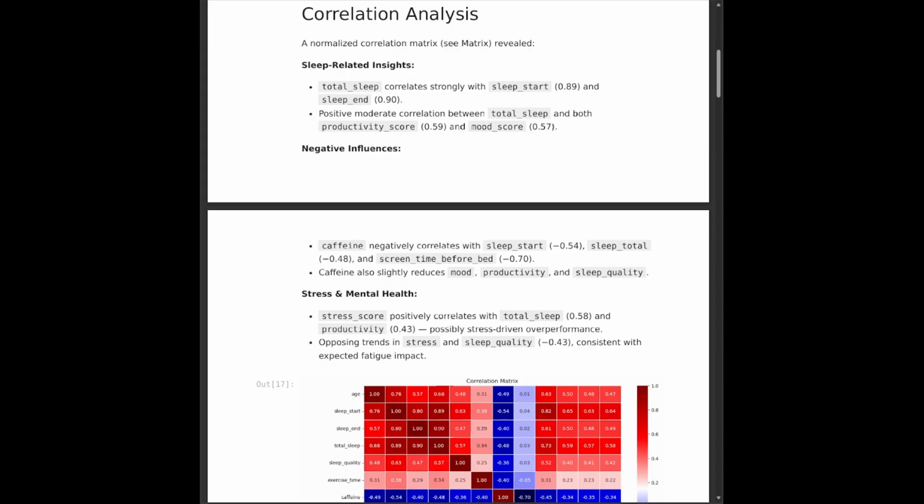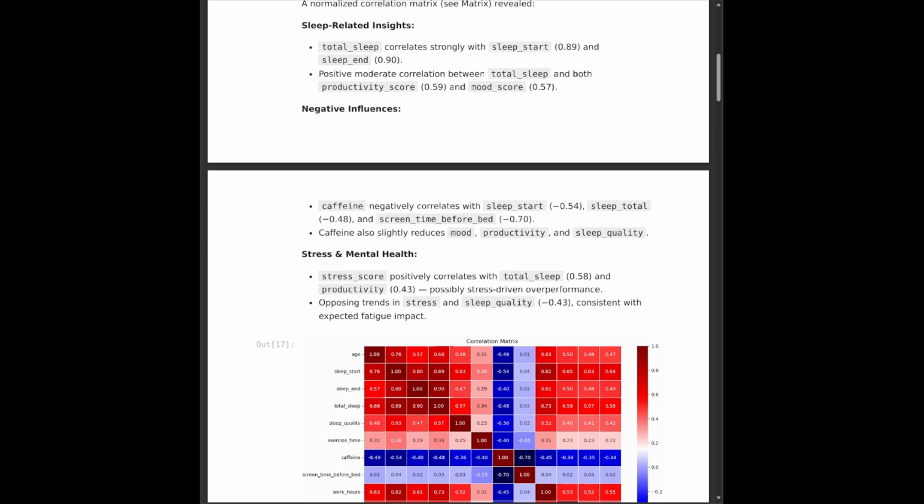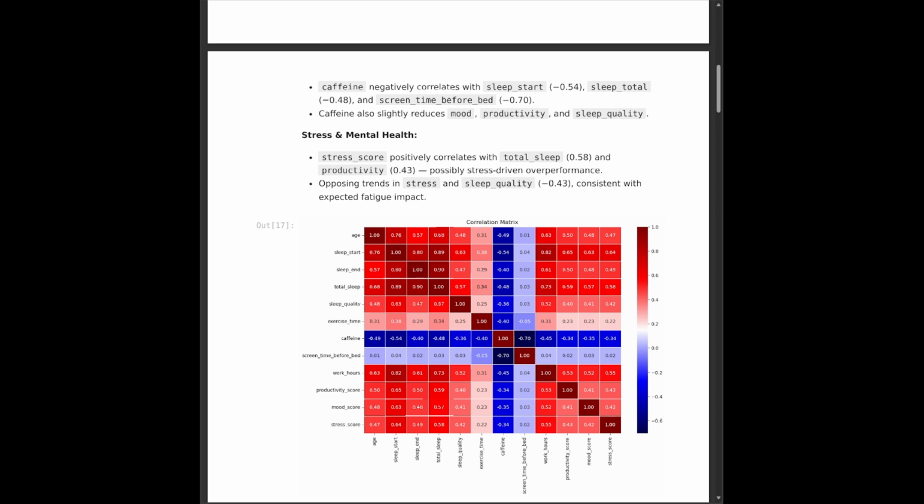I also calculated a correlation matrix in Python, and my notable correlations were more sleep was moderately linked to higher mood and productivity. Caffeine and screen time before bed were negatively related to sleep duration and quality. Stress had a strange positive correlation with productivity. It may have occurred due to pressure-driven focus.